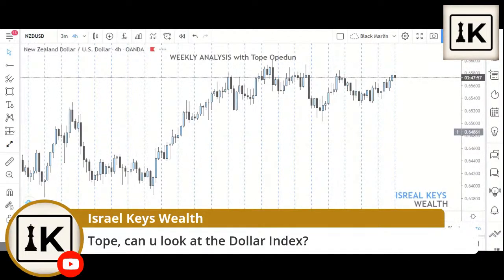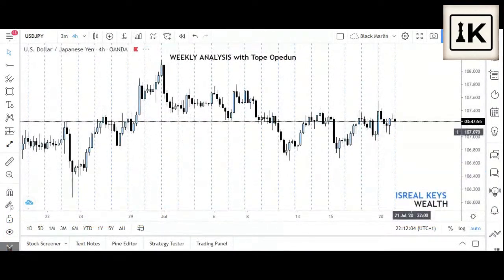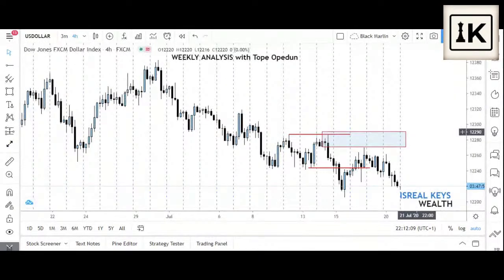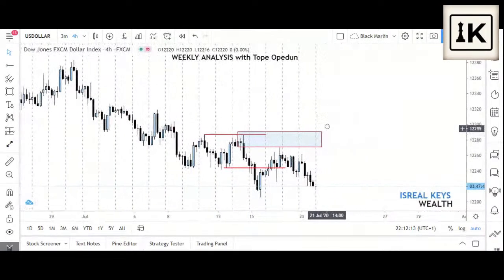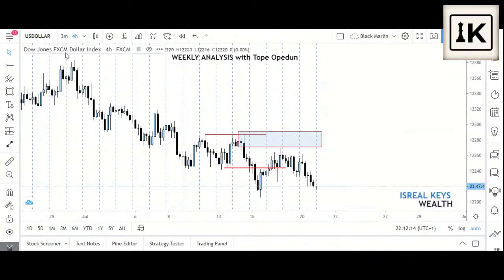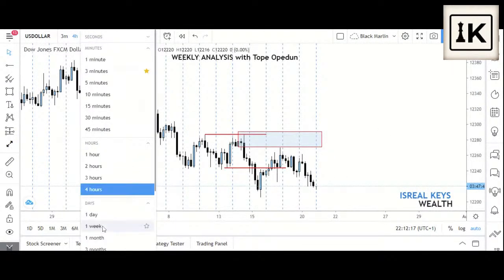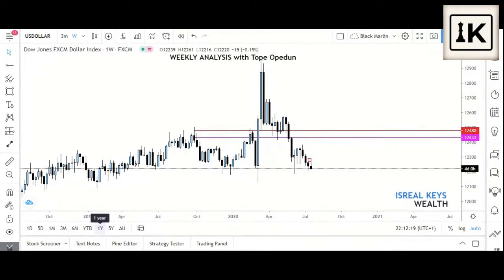Okay, let's see if we can find that. I think I had it somewhere in my chart. Dollar index, dollar index. Here it is. Okay, let's go to the weekly. Oh man, this is serious.